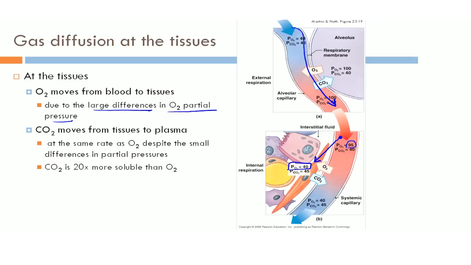On the opposite hand, our carbon dioxide, with a partial pressure of 40 in this arterial blood, is a little bit lower than the partial pressure of carbon dioxide in the tissue, and we get a small gradient for the movement of carbon dioxide out. Again, it's not as big a concentration difference or difference in the partial pressures, but because carbon dioxide is 20 times more soluble than oxygen, it can still diffuse out at the same rate as oxygen diffuses in.